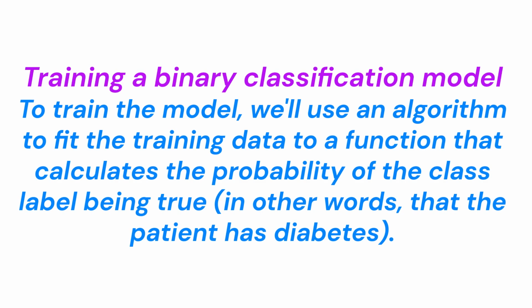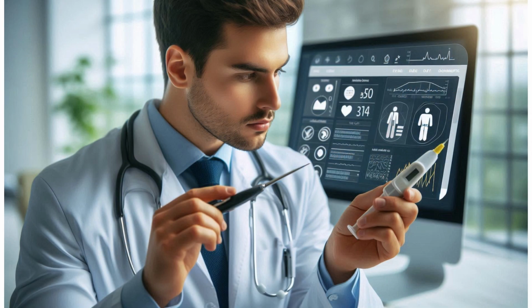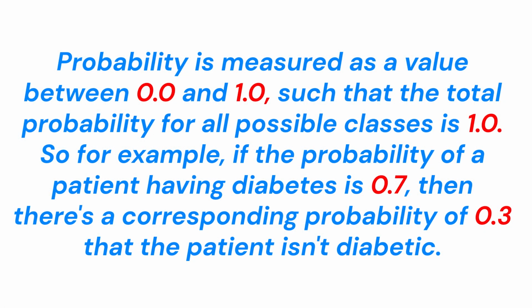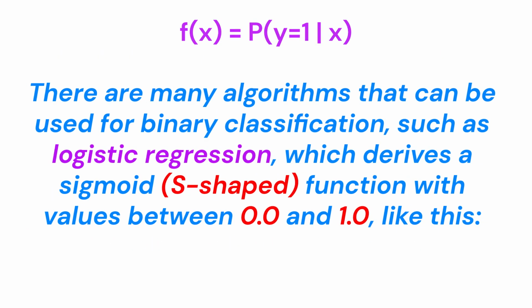Training a binary classification model. To train the model, we'll use an algorithm to fit the training data to a function that calculates the probability of the class label being true. In other words, that the patient has diabetes. Probability is measured as a value between 0.0 and 1.0, such that the total probability for all possible classes is 1.0. So for example, if the probability of a patient having diabetes is 0.7, then there's a corresponding probability of 0.3 that the patient isn't diabetic.